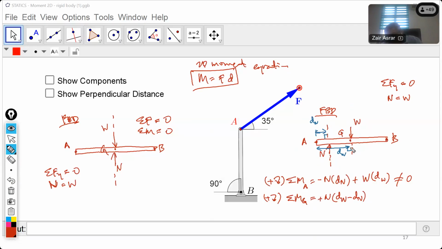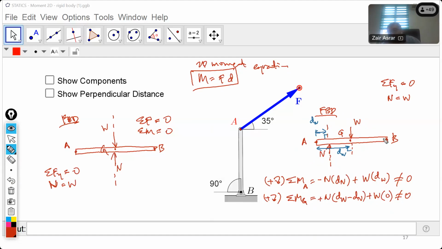Since this force is passing through the point of moment, the perpendicular distance from the line of W towards point G will be equal to 0. So in this case, W times 0. And since we know n is not 0, dw is also not 0, dn not 0, so in the end of the day, this is also not 0.